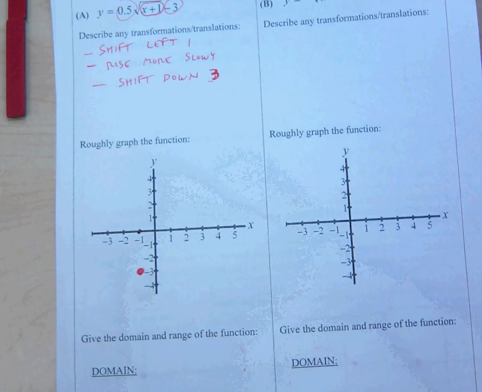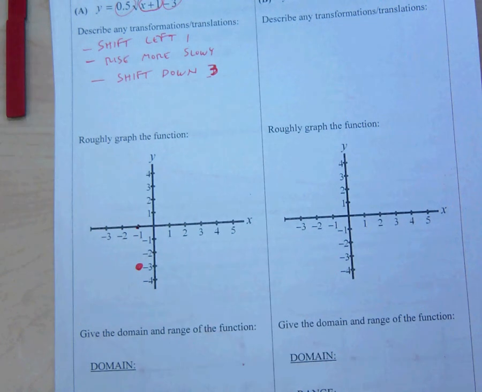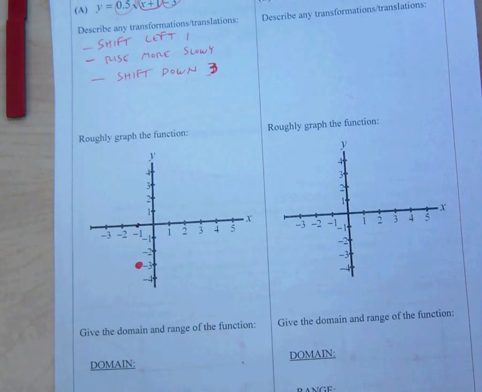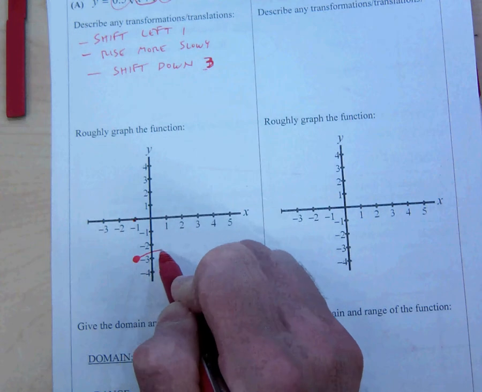Yes or no? Okay, and then we said it was going to rise more slowly, didn't we? Because you're multiplying the old y values by 0.5, which makes them smaller, doesn't it? Yes? So make a really, really slow rise here.